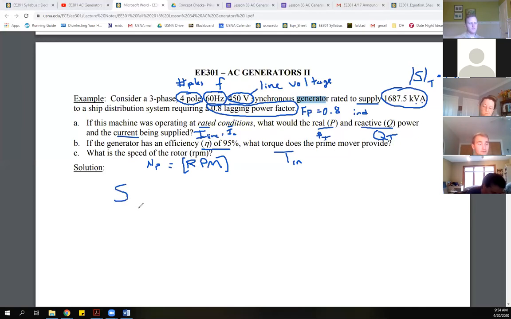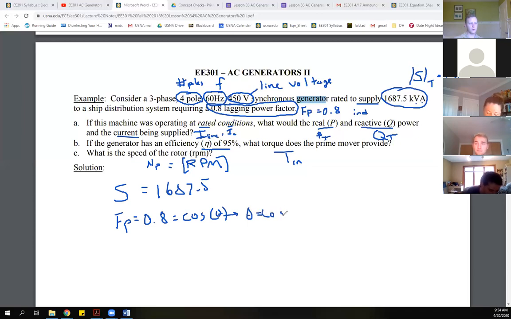Well, we know S, we know the power factor is 0.8. S is 1687.5. Power factor is 0.8. That's cosine theta. So if I solve for theta, then I do cosine inverse of 0.8, and I get 36.87 degrees. So this is apparent power S. If I just put the angle on it, it becomes complex power, right?